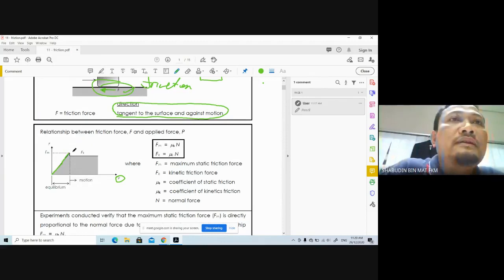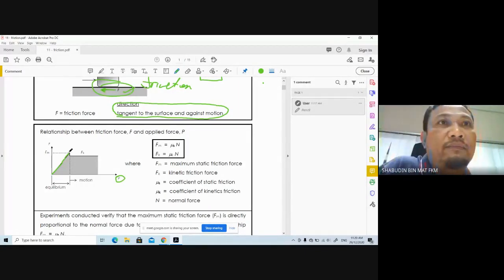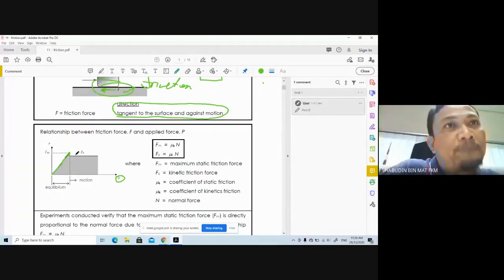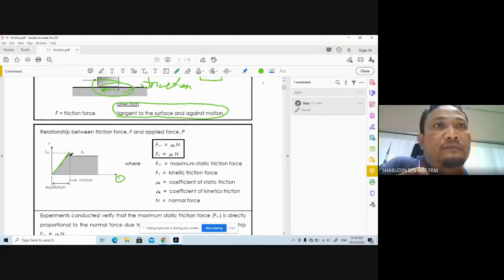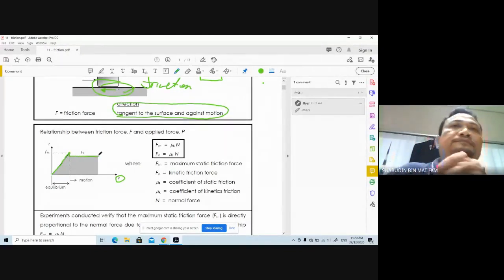At one stage, the object will move, and then the friction force will reduce a little bit. This is from testing. When the object moves, the friction force is constant. So we have two friction forces: one when the object is still in equilibrium and doesn't move, and another when the object has moved.